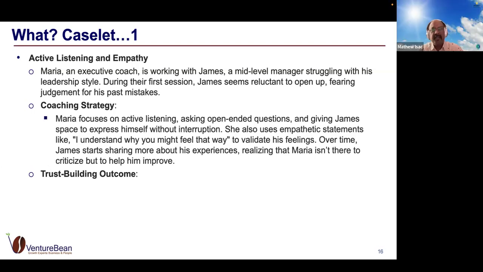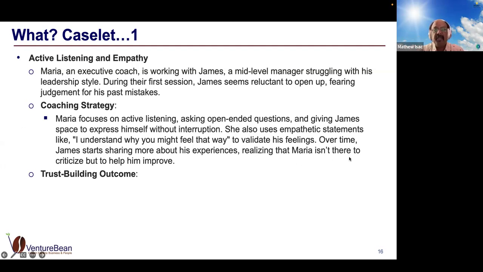So let's see in this case what happened. The coach focuses on active listening, asking questions to open up a space to express himself. I understand why you might feel this way. And over time, when you keep encouraging him to open up, basically drawing them out, reiterating that this is a safe place, then the coachee or the client starts to think.